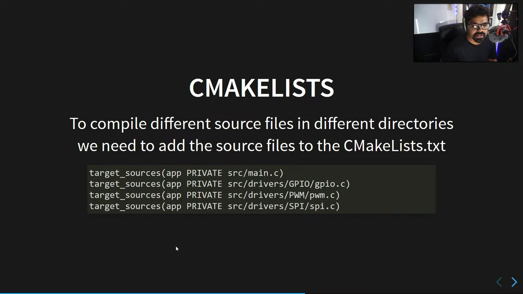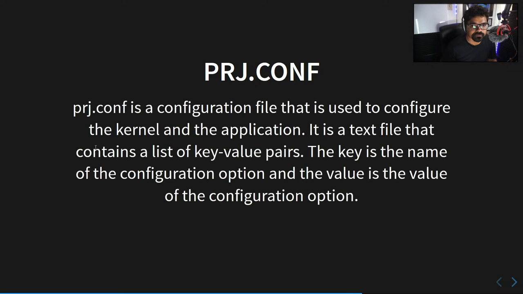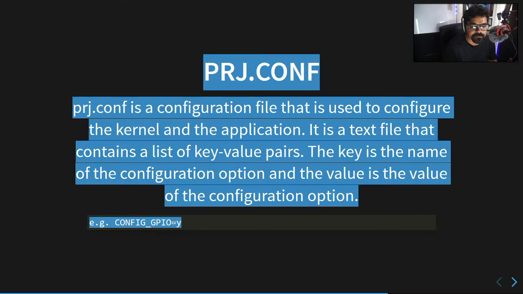It's simple, but it's super handy, and you could do that even through a Makefile. CMakeLists, I think, has a better user experience in my opinion, but nothing too complex. Now we have the prj.conf file, which is very specific to Zephyr RTOS. The prj.conf file is a configuration file that is used to configure the kernel and the application. It is a text file that contains a list of key-value pairs. The key is the name of the configuration option, and the value is the value of the configuration option. For example, CONFIG_GPIO=y.